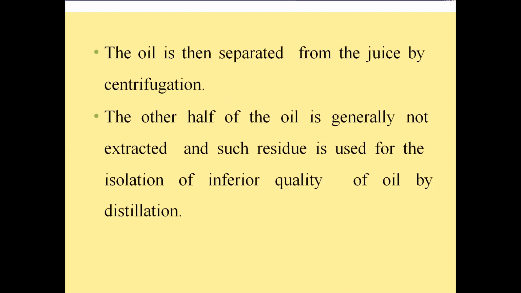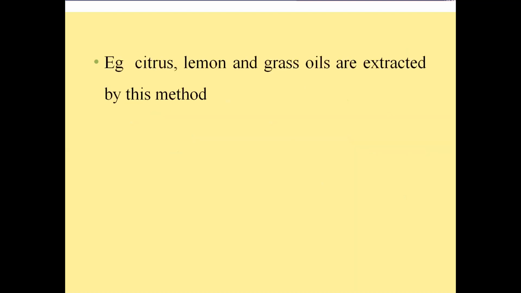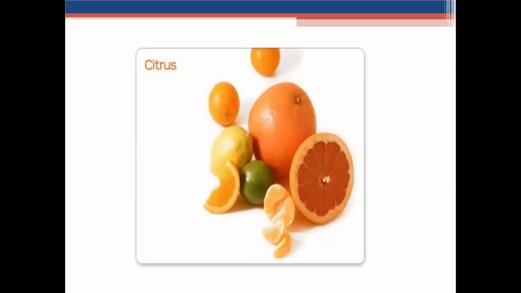The other half of the oil is generally not extracted, and such residue is used for the isolation of inferior quality oil by distillation. So this is all about the equilibrium method. Examples are citrus, lemon and grass oils, which are extracted by this method. Like this. This is the outer ring. You can collect the oils by twisting it.